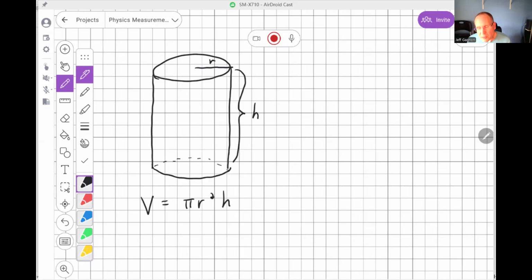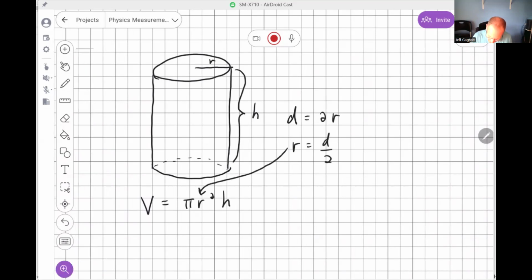However, we're not measuring the radius. We're measuring the diameter, but there's a simple relationship between the radius and the diameter. Remember, the diameter, I'll call it d, is twice the radius, so 2 times the radius. Or if I solve that for r, I can write this as the radius is half the diameter, or diameter divided by 2. So when I ask you to calculate the volume, we can substitute this radius in for R in the formula, and we can rewrite this in terms of the diameter.